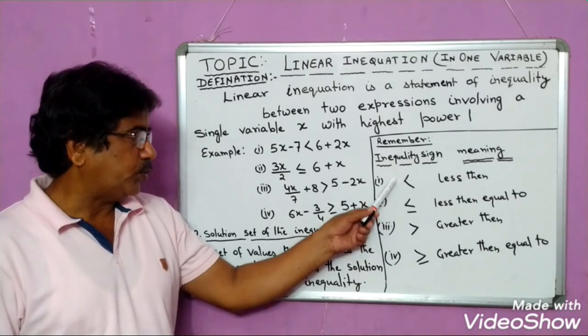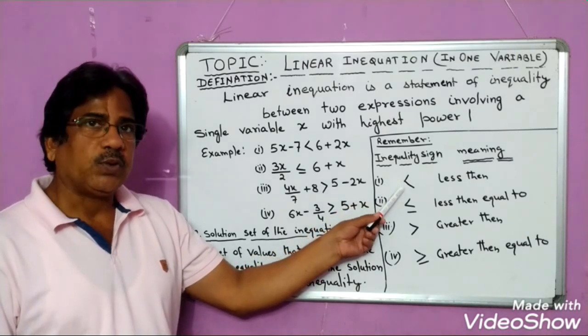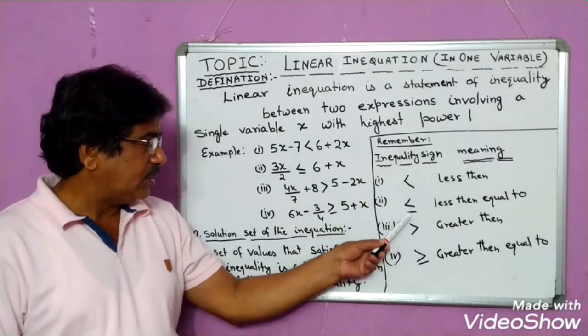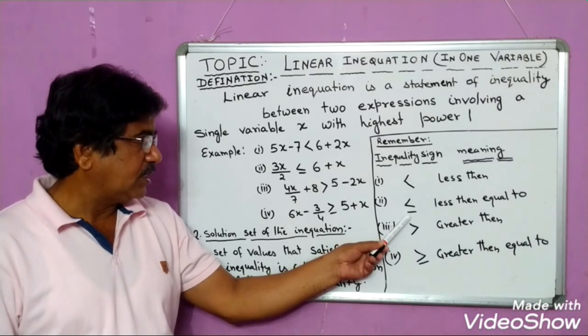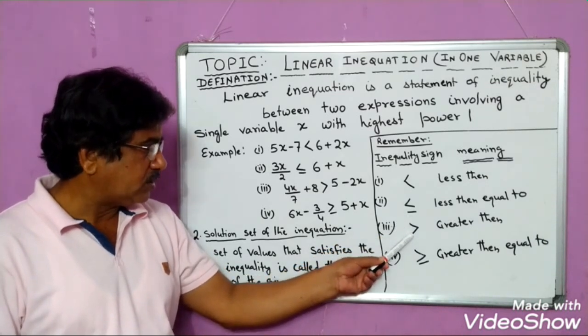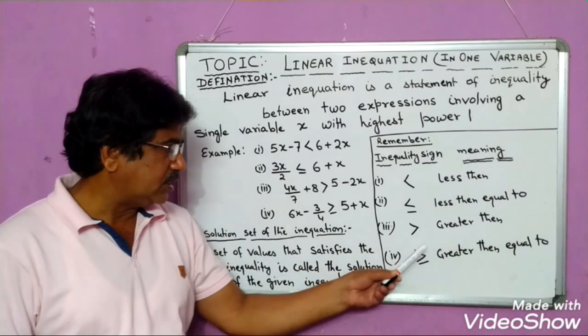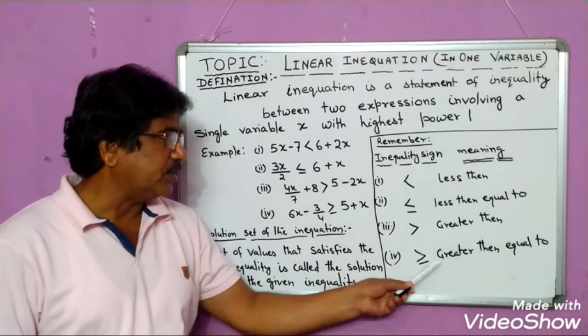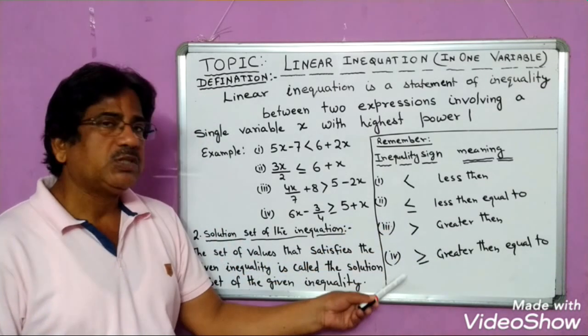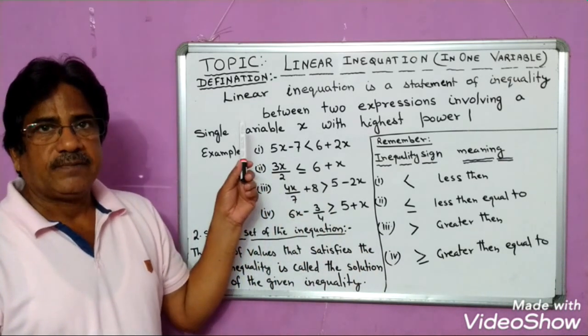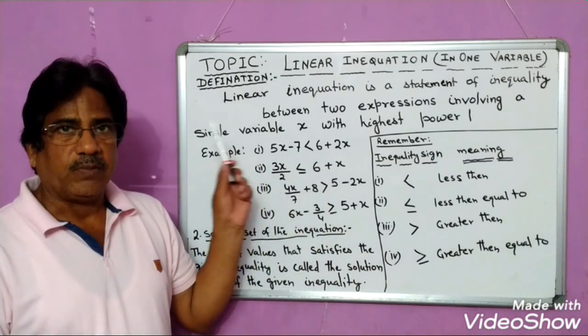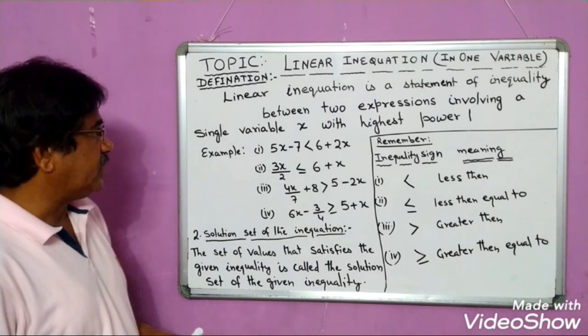It should be well understood that this symbol is used for less than, this is the symbol for less than or equal to, this is the symbol for greater than, and this is the symbol for greater than or equal to. These 4 symbols we will use for solving the linear inequation problems. So let us take one example here.